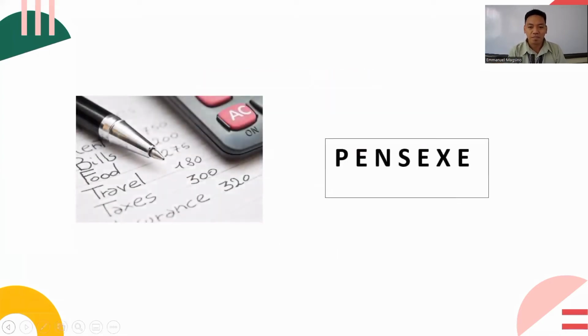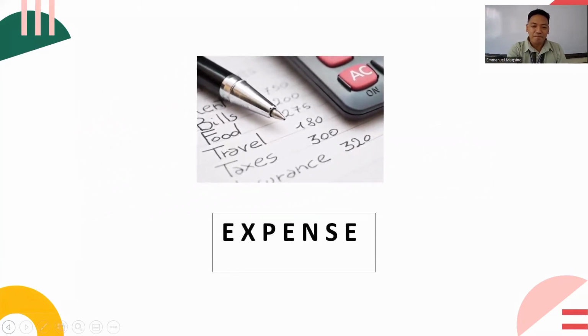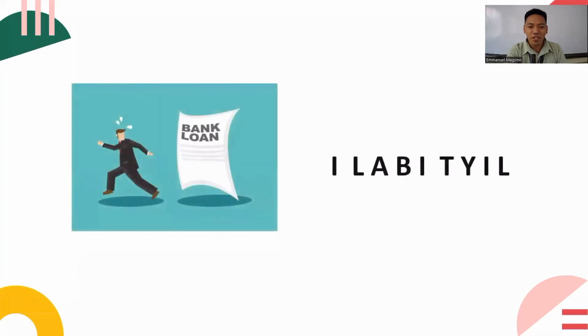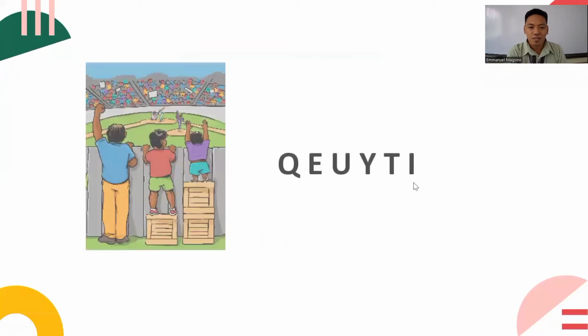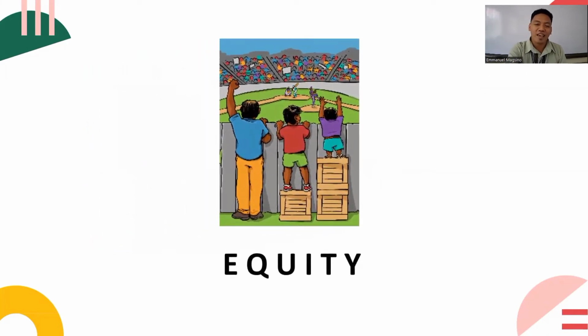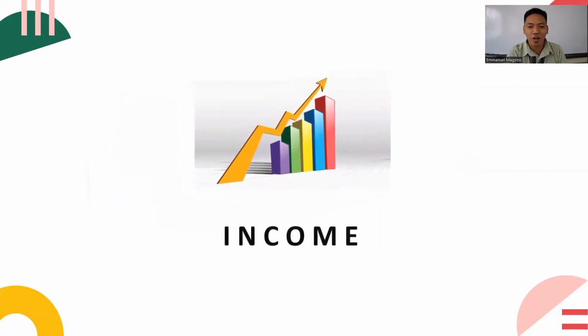How about this? Yes, Generic. Expense? You're right. How about this figure? Yes, indeed. Liability? Let us check. Liability, correct. How about this one? Yes, Maxine. Equity, correct. And the last one? Yes, Patricia. Income. Let us check. Okay, correct.